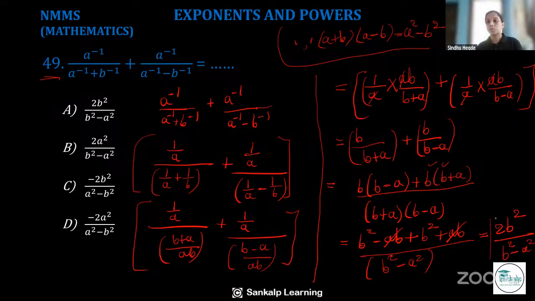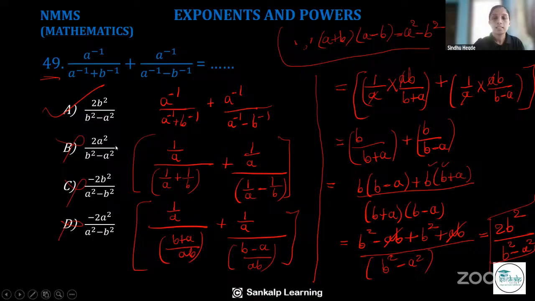This is our answer: 2b square divided by b square minus a square. So the correct option is option A. Remaining all are wrong. Hence the correct answer is option A.